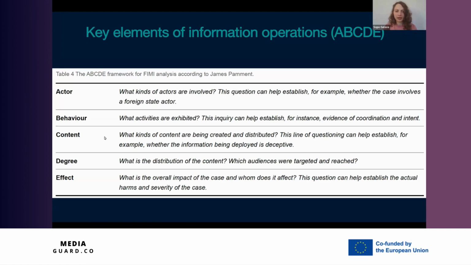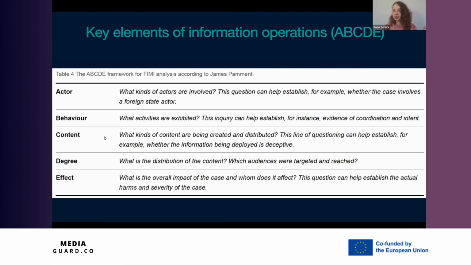Then B stands for behavior. What type of activities are involved in amplifying the narrative? The third is content. So one thing is content. What type of content is out there? What type of narratives are in the disinformation campaign or info-ops campaign? But then another angle is to understand how that disinformation campaign or how that narrative is amplified.